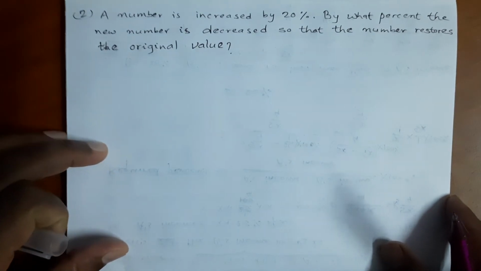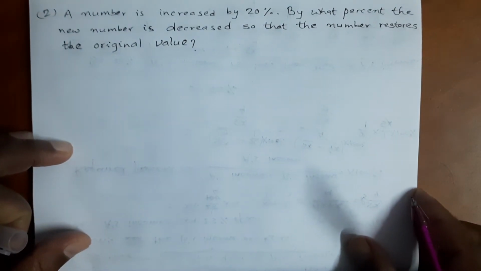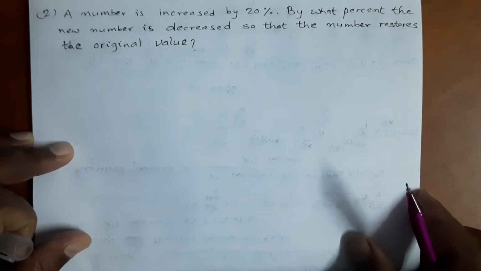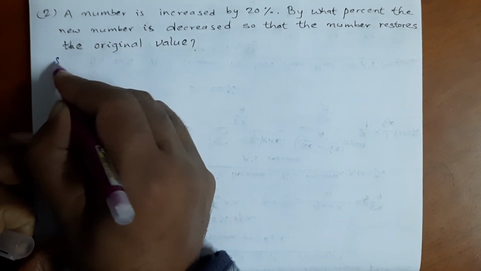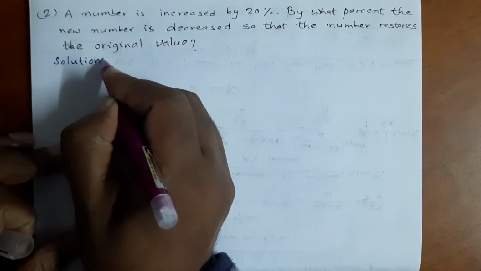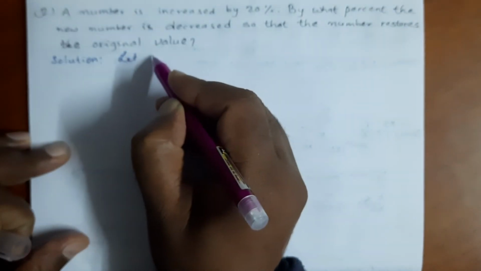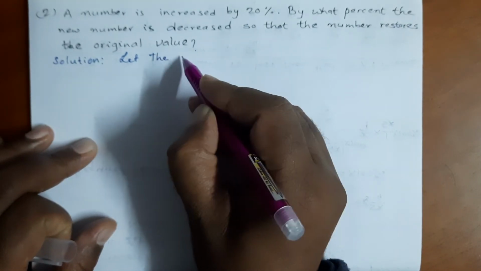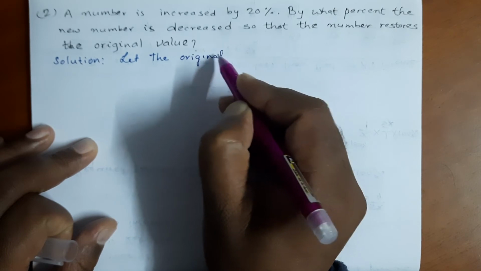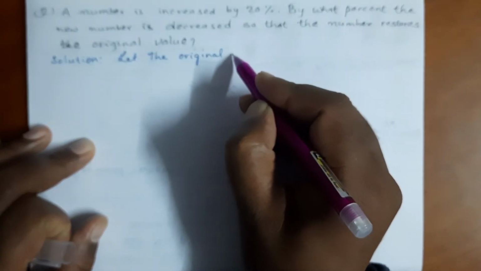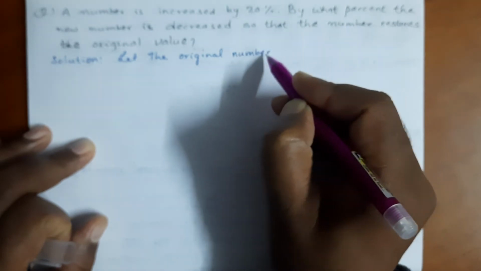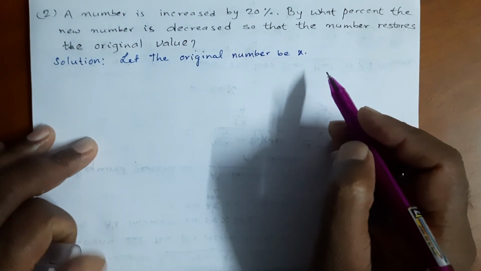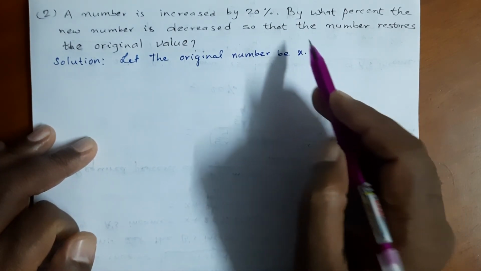Here is the question: a number is increased by 20%. By what percent the new number is decreased so that the number restores the original value? Okay, so look at the solution to this question. Let the number, your original value is asking, so that original number be x.